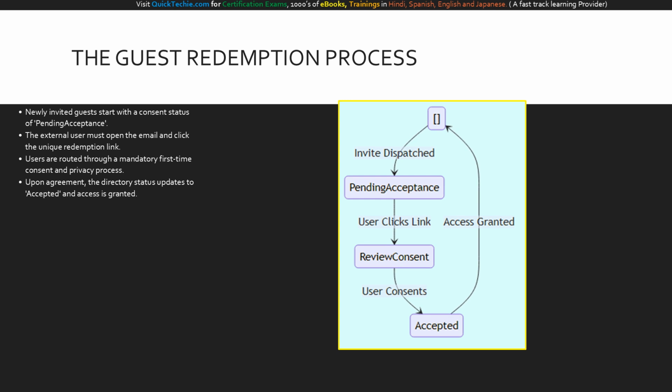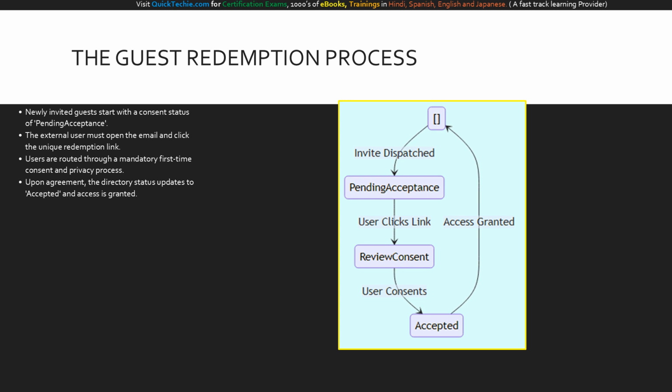When the guest user is initially added to the directory, their account is given a specific consent status, which you can view using tools like PowerShell, that starts as pending acceptance. During this preliminary phase, the user will simply appear as an invited user in the Azure portal. To actually gain access, the user must open the email invitation and click the redemption link.